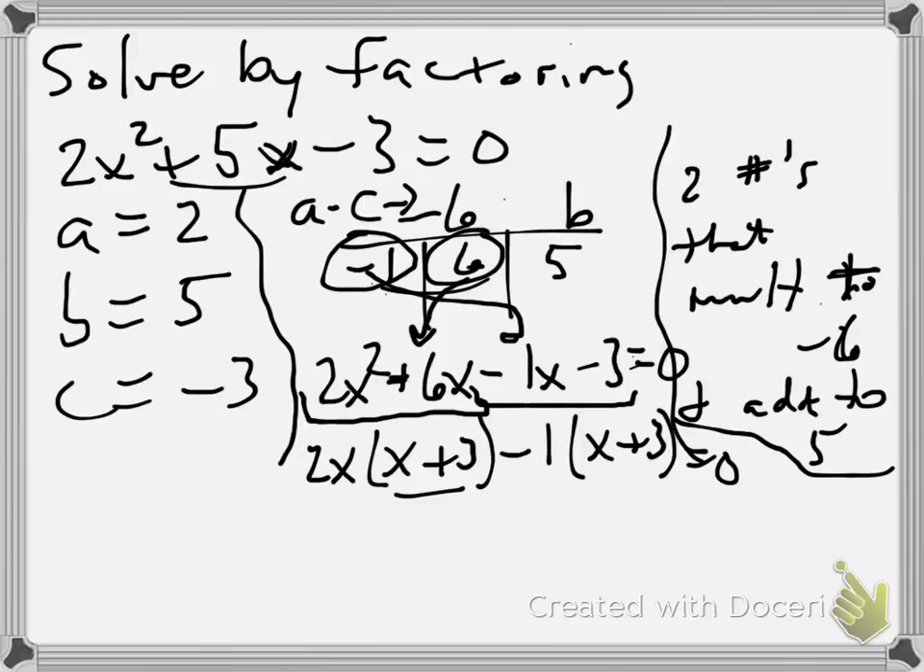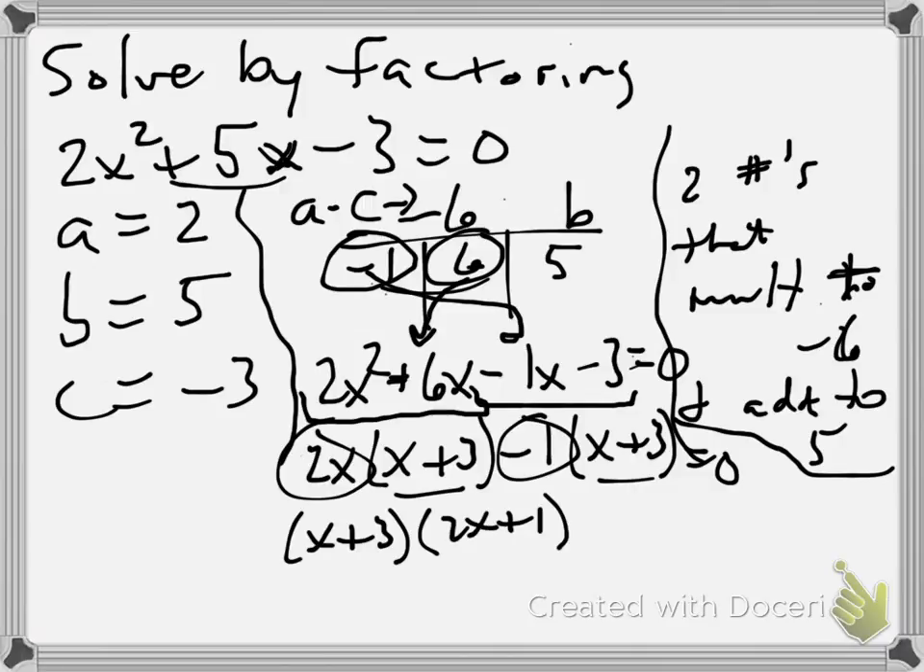Now, notice, the 2 parentheses here are the same. That's what we want. We want those parentheses to be the same. So that means that x plus 3 is one of our factors. The other factor is the 2 terms that we factored out. Put those together. Oh, that should be a minus 1. Oops.